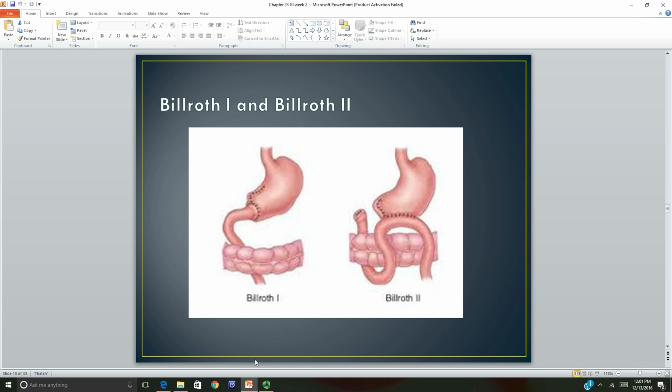The gastric pouch can be attached to the small intestine, or the divided end of the intestines can be attached directly to the stomach. The difference between the Billroth 1 and 2 is where the intestinal clamps are placed. In Billroth 1, the clamp is placed across the duodenum, and in Billroth 2, the clamp is placed across the jejunum.